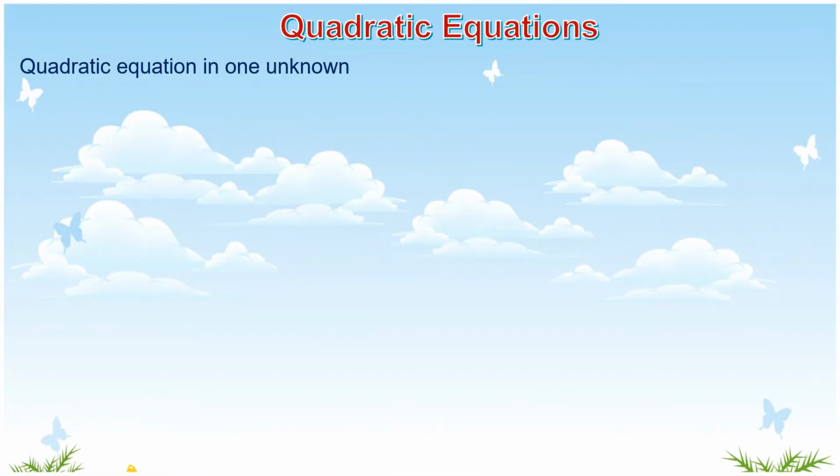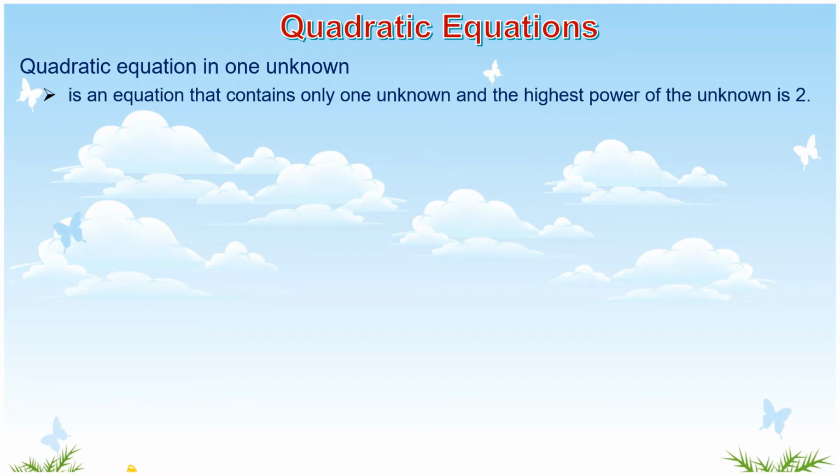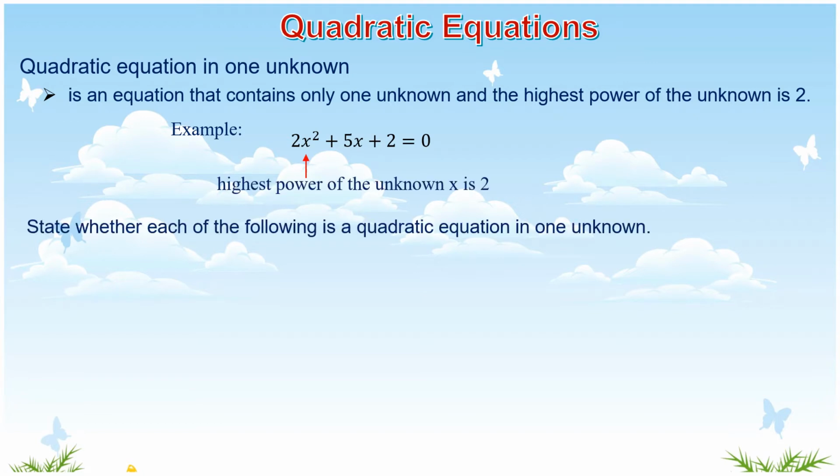Quadratic equations. A quadratic equation in one unknown is an equation that contains only one unknown and the highest power of the unknown is 2. Example for this one, we have 2x squared plus 5x plus 2 is equal to 0. So the highest power of the unknown x is 2. Let us state whether each of the following is a quadratic equation in one unknown.